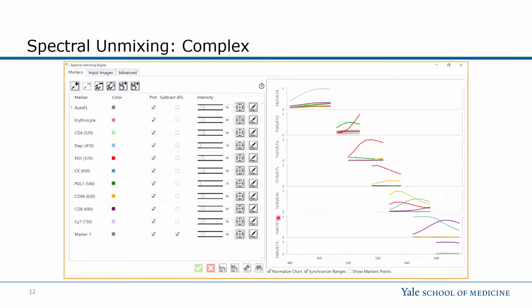For each of these biomarkers, the fluorochrome of interest is shown, and on the x-axis is the wavelength. You can see that each of the fluorochromes has very unique profiles that help you to identify each of these different fluorochromes.